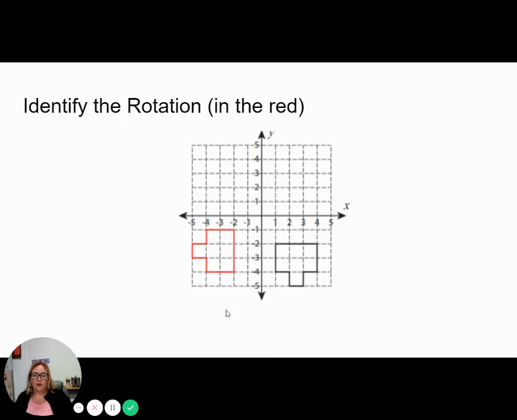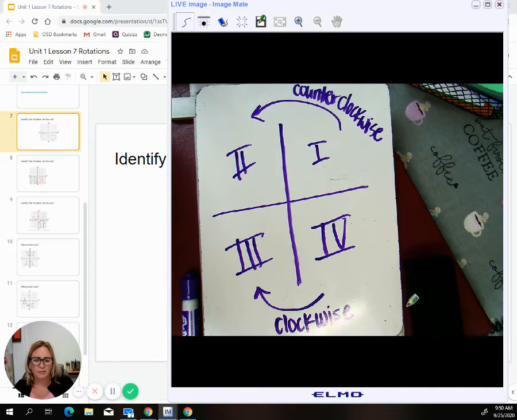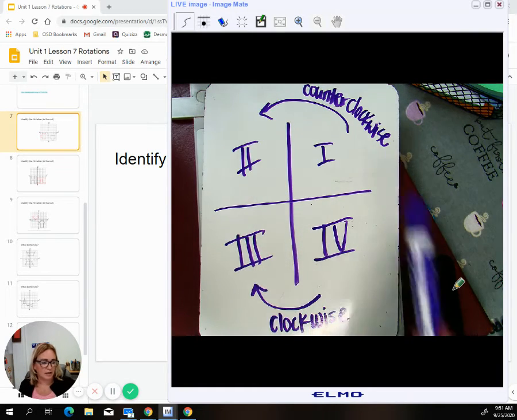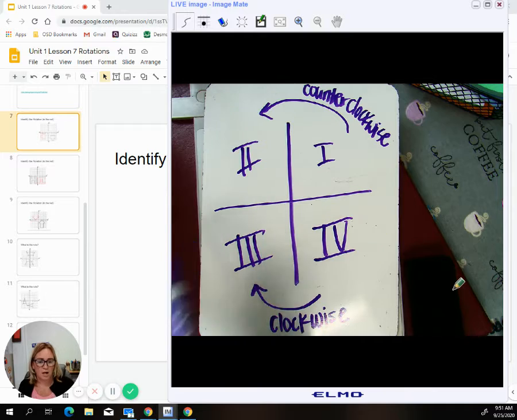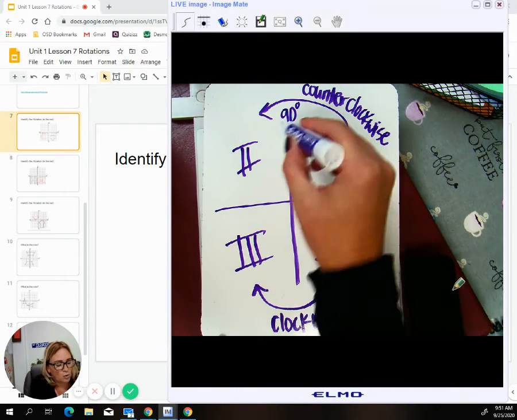So we are going to start identifying rotations. And before we do that, I just kind of want to go over what the coordinate plane looks like. Okay, so this kind of goes back to the beginning of coordinate planes and having quadrants, again, your counterclockwise or your clockwise movement. Okay, and notice that there are 4 quadrants on here, and we're going to be focused on those kind of movements. So each quadrant is a 90-degree quadrant.